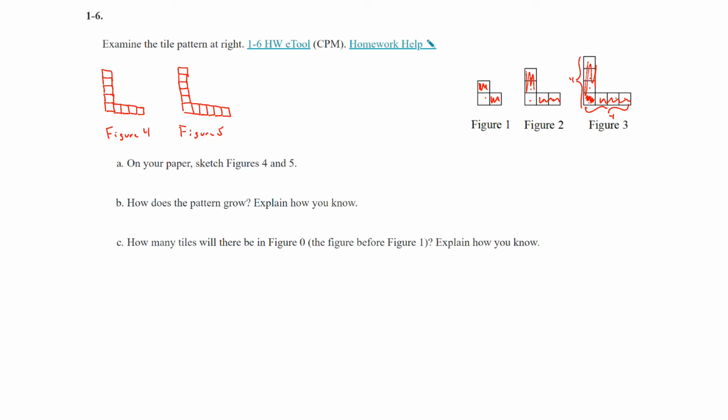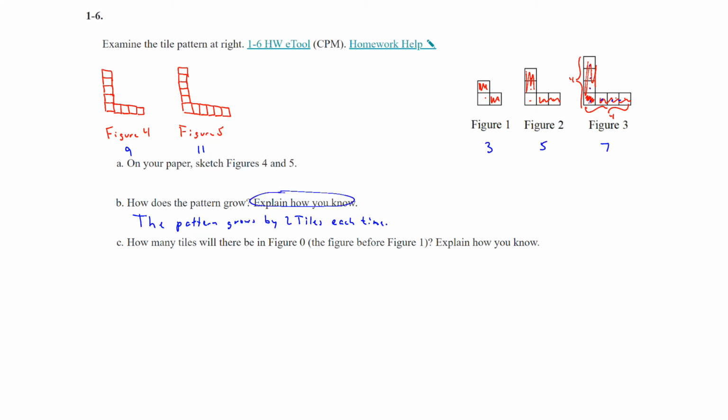On B, how does the pattern grow? Explain how you know. So now how does the pattern grow? Well, on figure 1, it looks like we have 3 tiles. On figure 2, we have 5. Figure 3, you have 7. And I'm just going through and counting how many there are. Figure 4 is now going to have 9. And figure 5, I have the 10 plus the 1 corner piece, which is 11. So how does the pattern grow? Well, the pattern grows by 2 tiles each time.